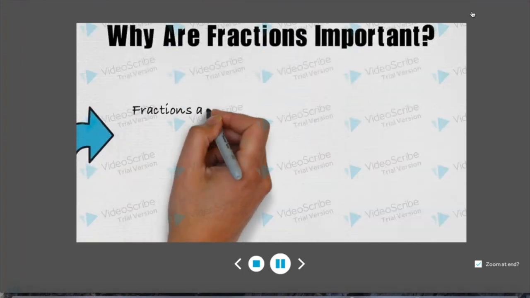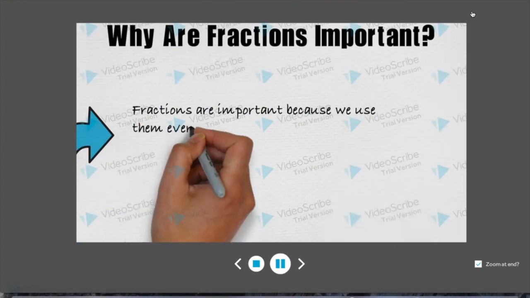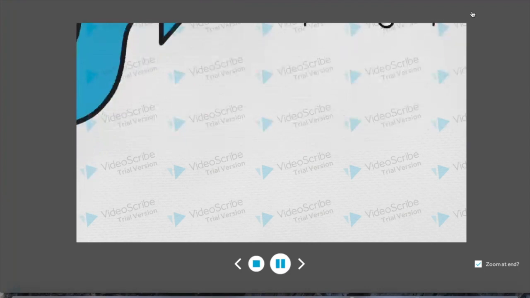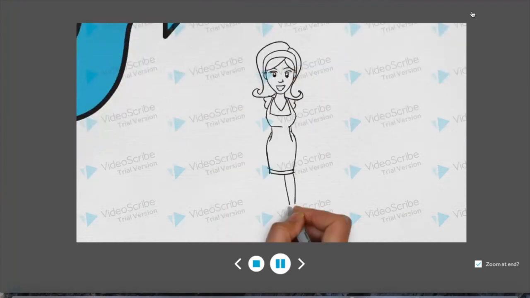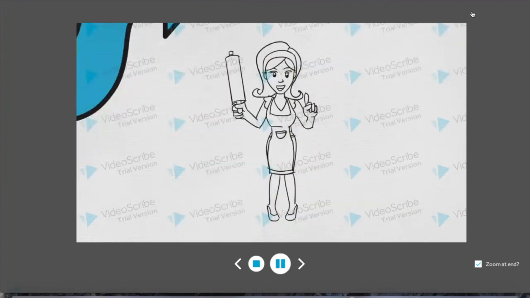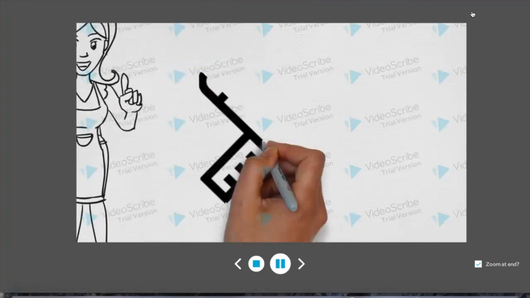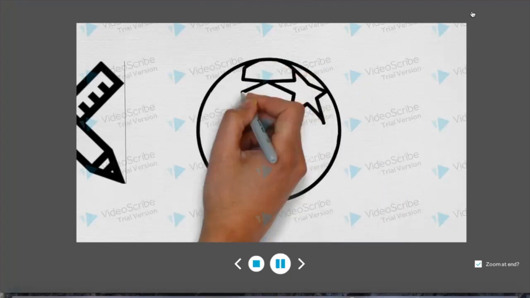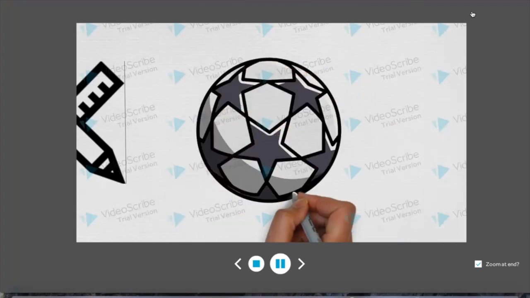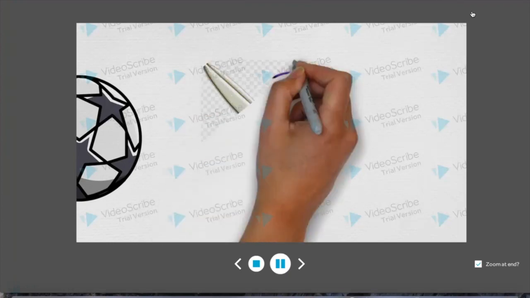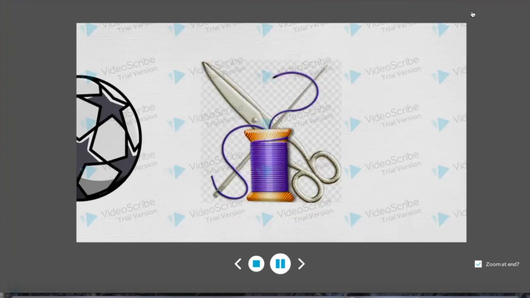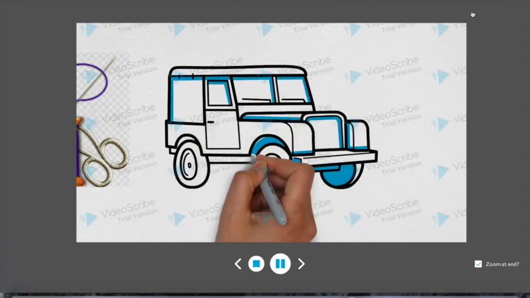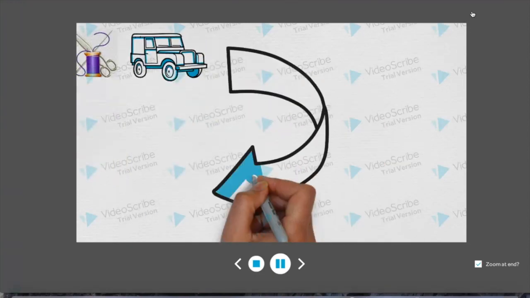Well, fractions are important because we use them in everyday activities such as cooking, carpentry, sports, sewing, and driving. You use them in cooking when you're measuring out ingredients. You use them in carpentry when you're measuring where to saw and cut. You use them in sports and statistics to determine who's going to win the game. We use them in sewing to decide where to cut the string or fabric. And we use them in driving because you use them for your gas mileage to see how much you have left.